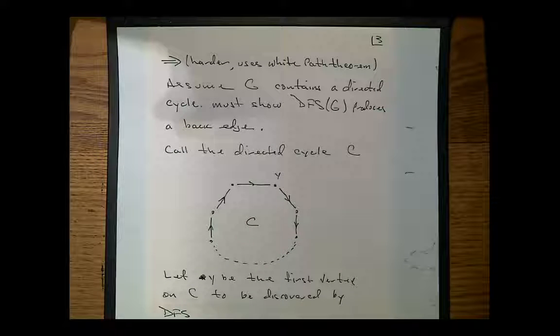Okay. So think of the movie, right? The whole graph is one frame in the movie, and the distribution of colors is one frame. Each frame is a different timestamp. A discovery event, that is a graying, or a finishing event, that's a blackening of one vertex. So each frame changes one color of one vertex. All right. So there's this cycle, and there is, in this movie, one vertex on that cycle which is discovered first. Give it a name. Y.